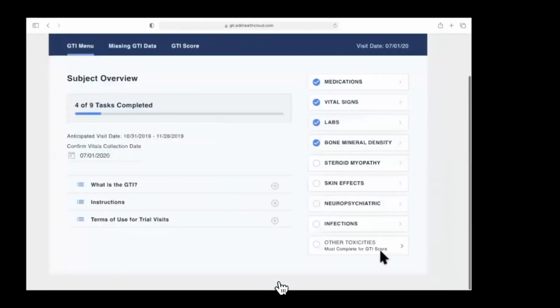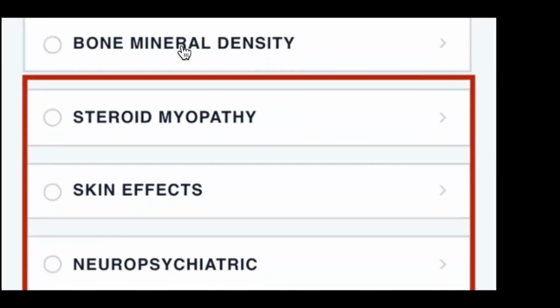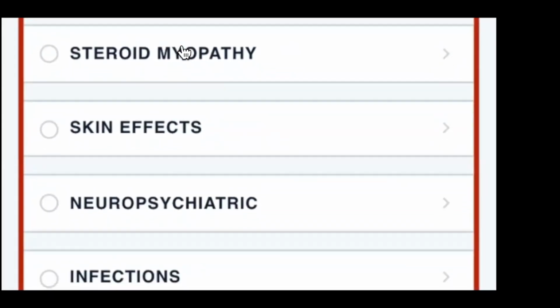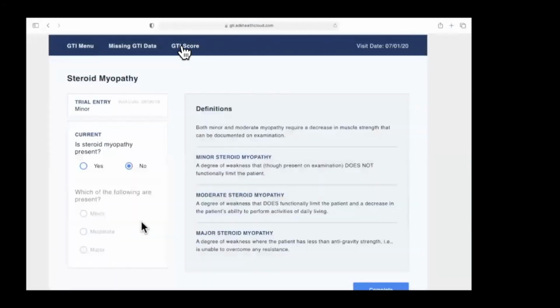Now the clinical research coordinator might put the patient into a room. The research coordinator has finished with what he or she needs to do with the patient, checking medicines, vital signs, weighing the patient, etc. The patient goes into an examining room where the clinical investigator examines the patient for myopathy, for skin changes, for neuropsychiatric toxicity, and for infections. So the patient did have myopathy at baseline, but now it has resolved. So up in the upper left, you see that he had a minor steroid myopathy at baseline.